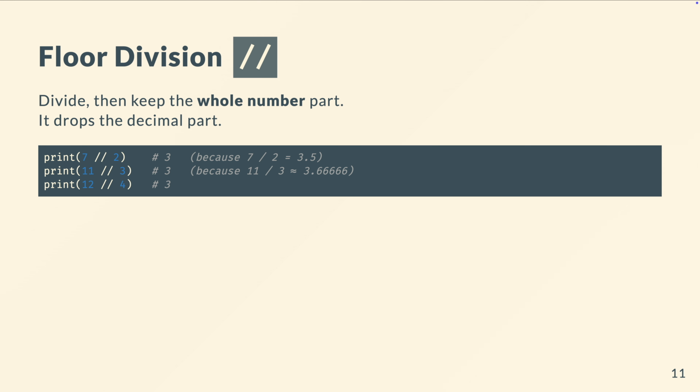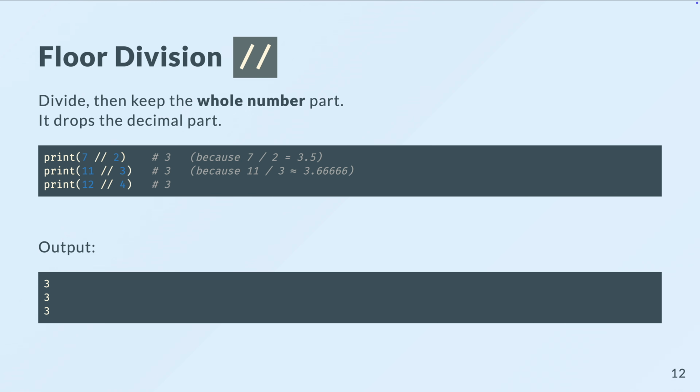Now floor division, using double slash. Floor division means divide, then keep only the whole number part. It drops the decimal part. For example, 7//2 is 3, because 7 divided by 2 is 3.5. Try predicting all 3 lines. All 3 lines print 3. That is because floor division removes the decimal part. It does not round up. It simply keeps the whole number part.